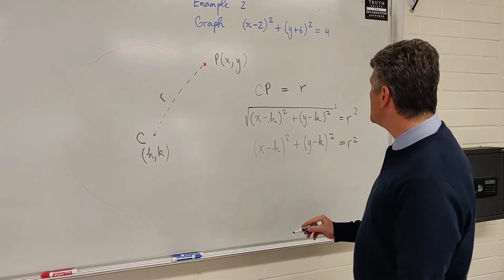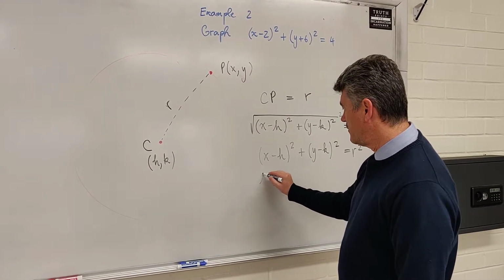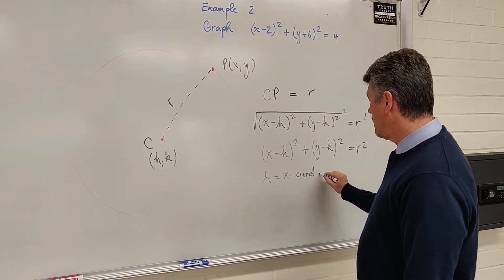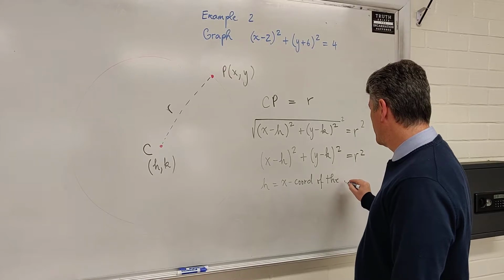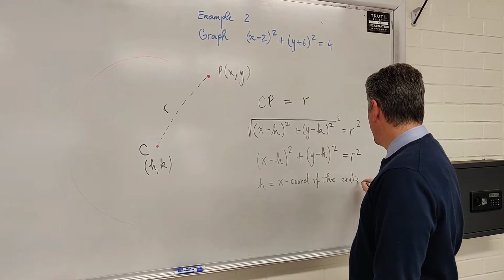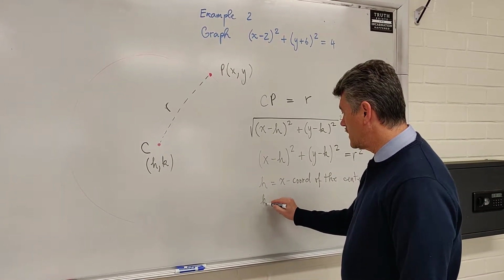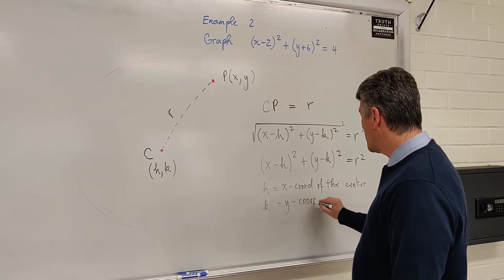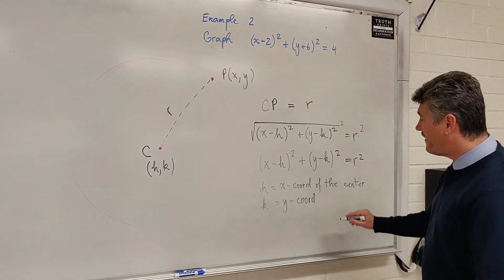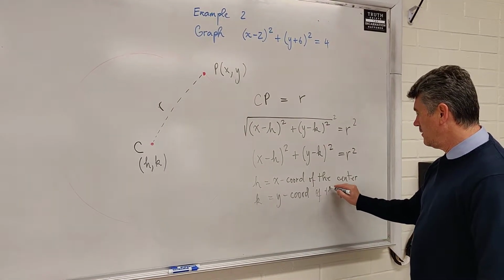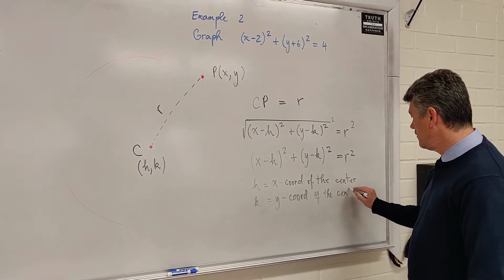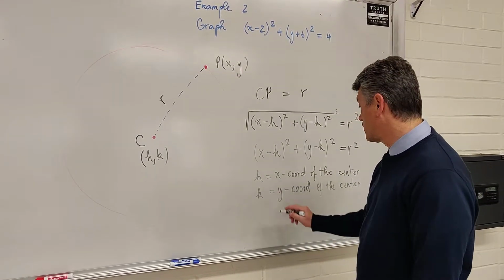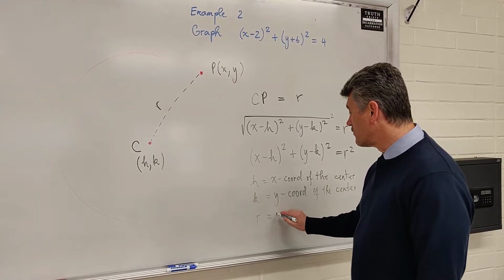Let's write down what each letter represents. H is the x coordinate of the center. K is the y coordinate of the center. Both H and K are known. They're fixed. What about R? R is the distance from the center to any point on the circle. So R is the radius.